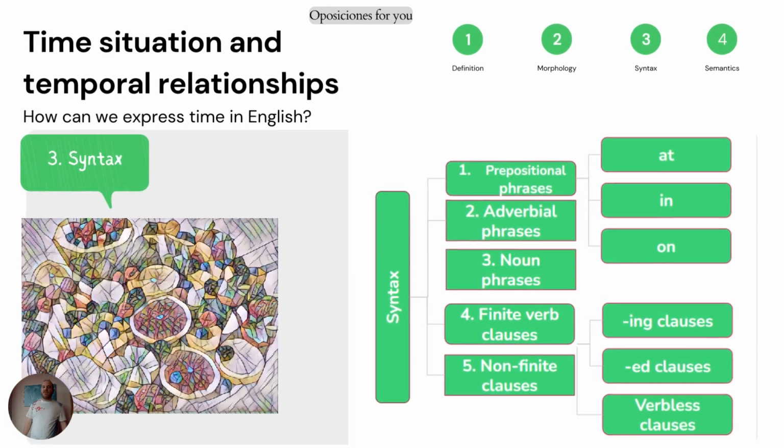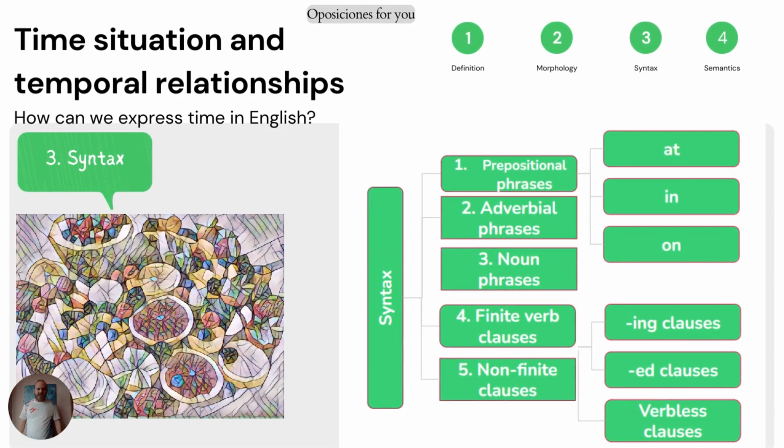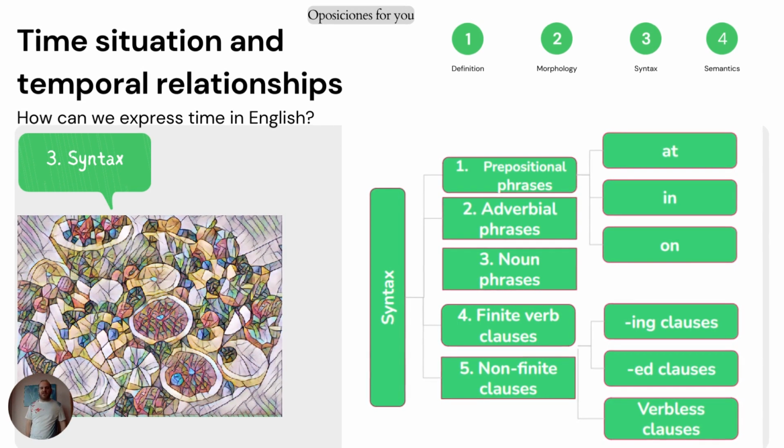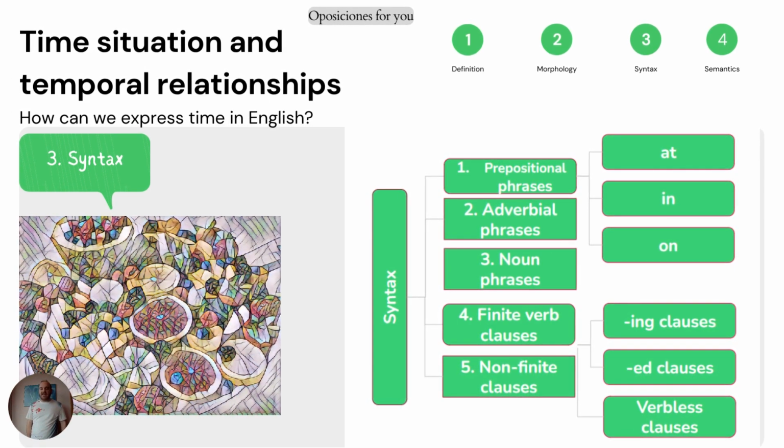In addition to morphology, syntax also plays a significant role in conveying information about time in language. Syntax refers to the way words and phrases are arranged in a sentence, and there are various syntactic structures that can be used to express time. Prepositional phrases, which consist of a preposition and a noun or pronoun, can be used to convey information about time. For example, in the morning.